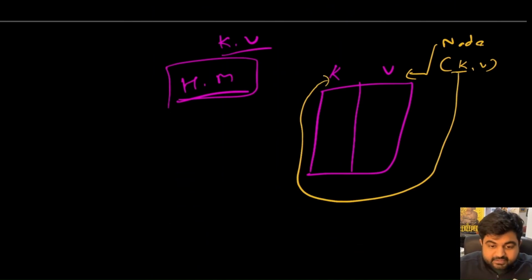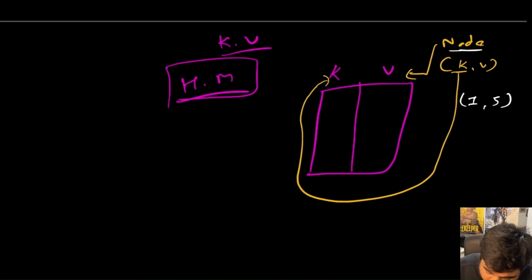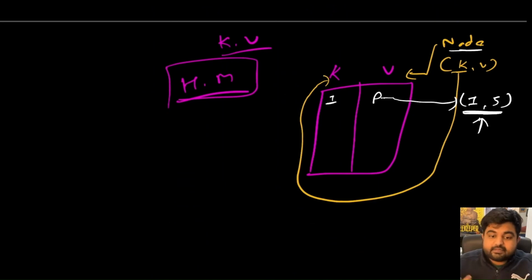But one different thing we are going to do is this. Let's assume that currently the node has key 1 and value 5. We are not going to store it as key 1 and value 5. That would be correct, but we will not do that. Instead, we will look at the pointer location of this node, and we are going to store the pointer that points to this particular element.